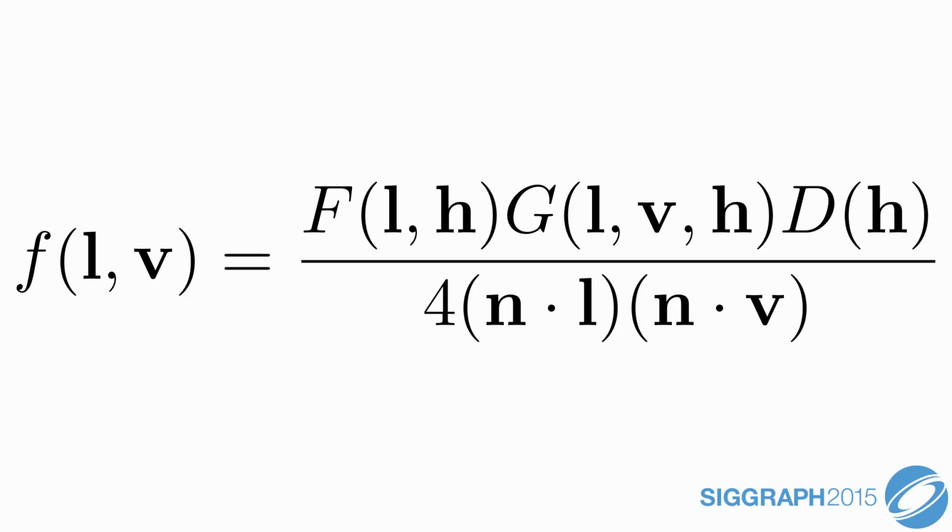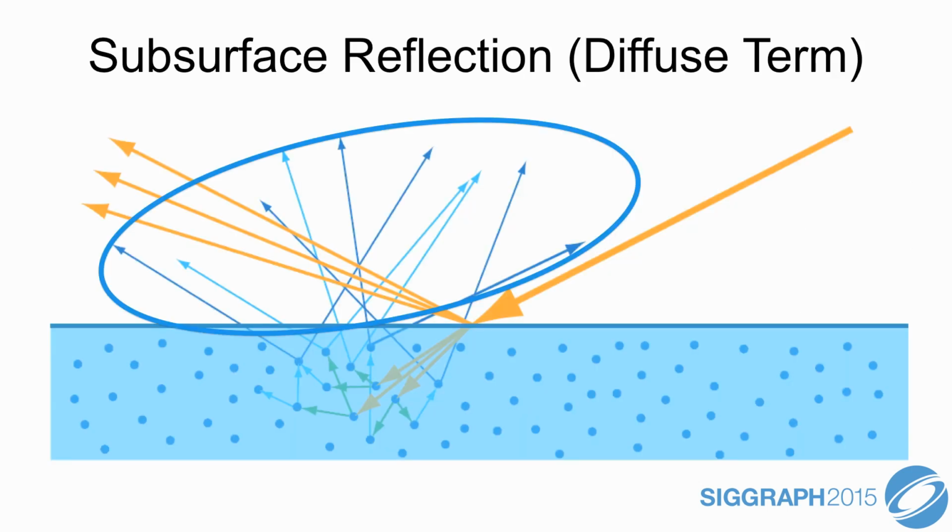Now, if we put it all together, we see that the BRDF is proportional to the concentration of active microfacets, which are the ones with normals aligned with H, times their visibility, times their Fresnel reflectance. The rest of the BRDF in the denominator consists of correction factors related to the various frames involved. Now, I'm running a bit late, so I'll skim over the diffuse part, which is the subsurface term.